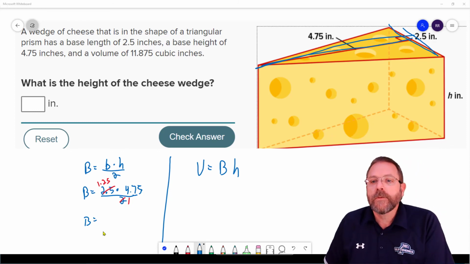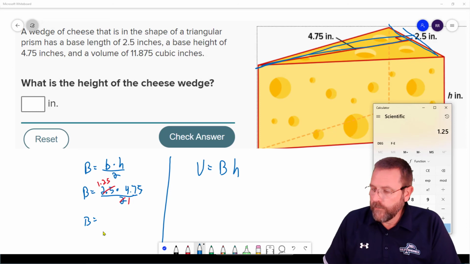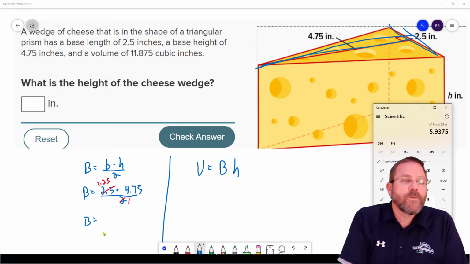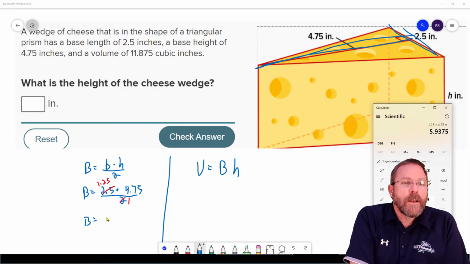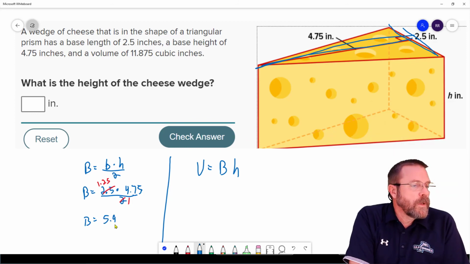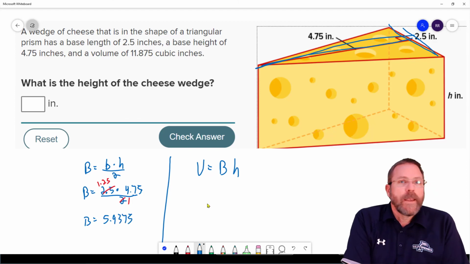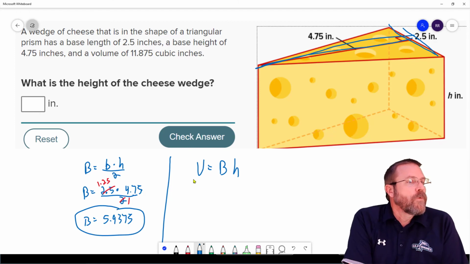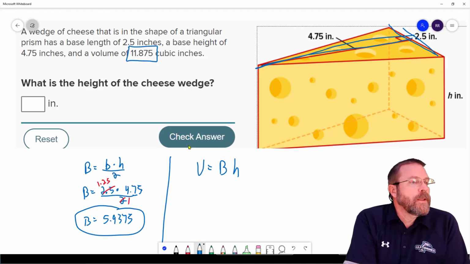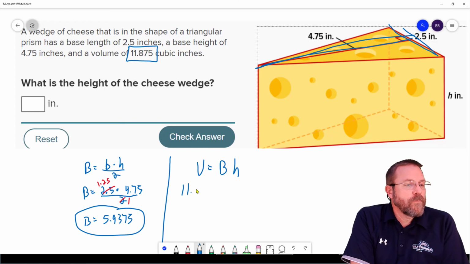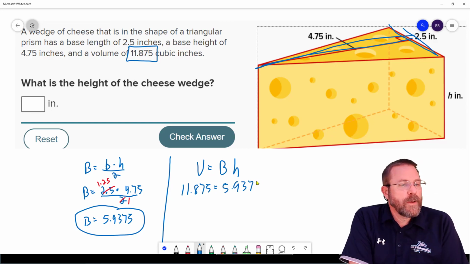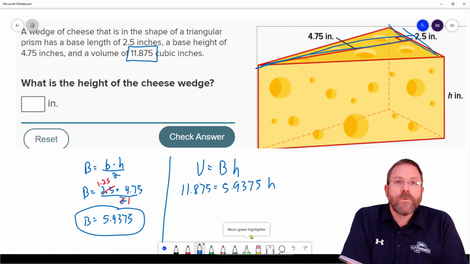I can do that easily in my head, and now all I have to do is say the base area is going to be that 1.25 times the 4.75, which means we're going to get 5.9375. Now we can come over to the volume formula. Let's go ahead and circle that sub-answer. Volume we knew right here is going to be 11.875. We know that the base area is going to be 5.9375, and we know that the height is what we're looking for.